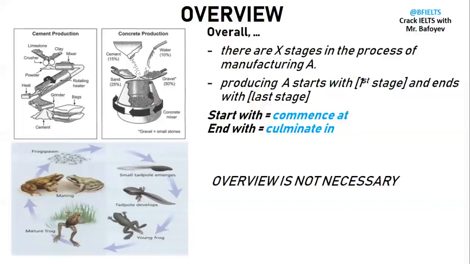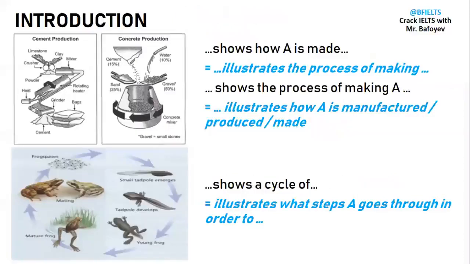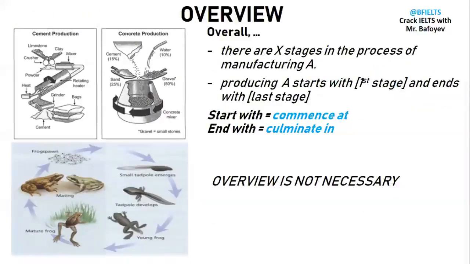Whereas for natural processes, overview is not necessary. You may say right after introduction, like the diagram below illustrates what steps a frog goes through until it becomes a mature frog, and then continue with body paragraph. First of all, it needs to find a mate in order to produce frog's eggs, right? And out of these eggs, for example, small tadpoles emerge. In this way, for example.